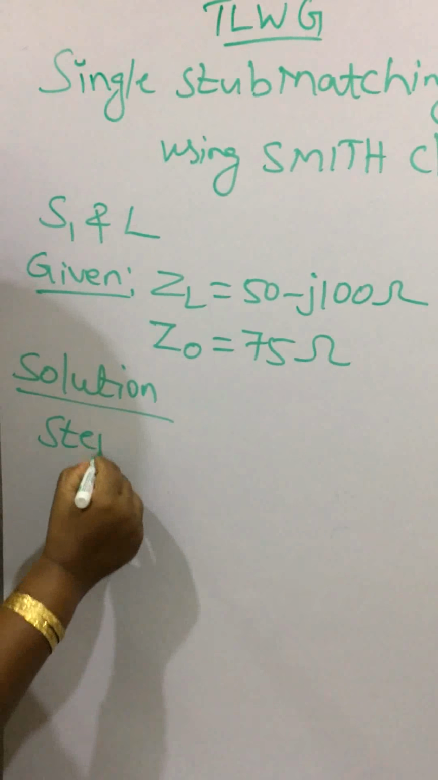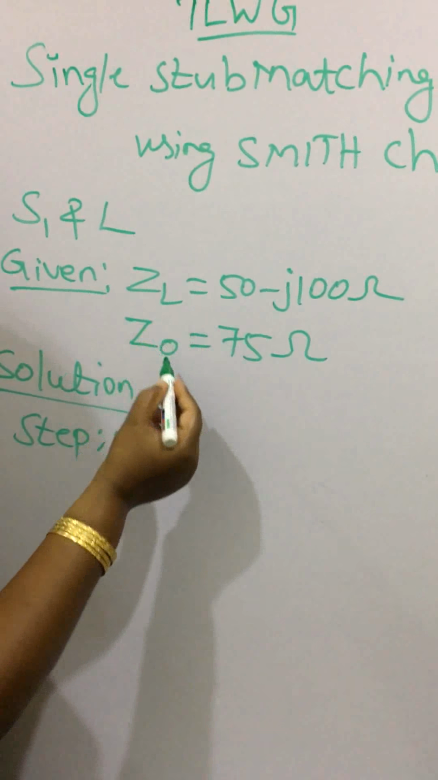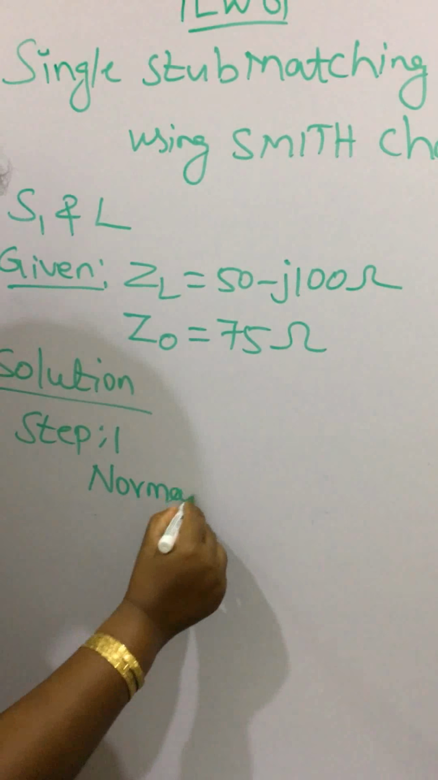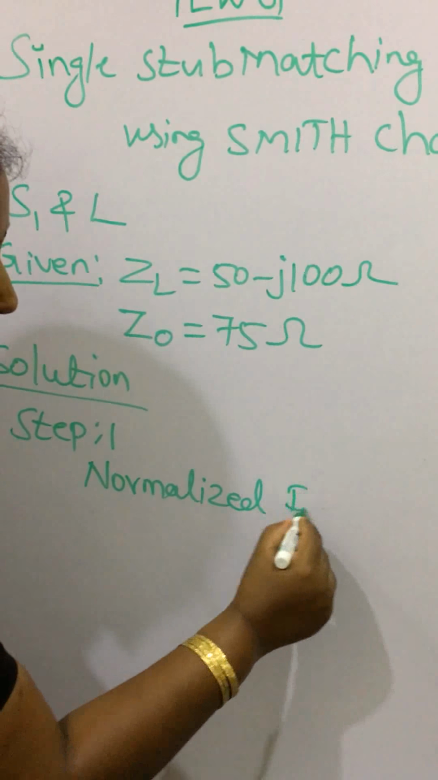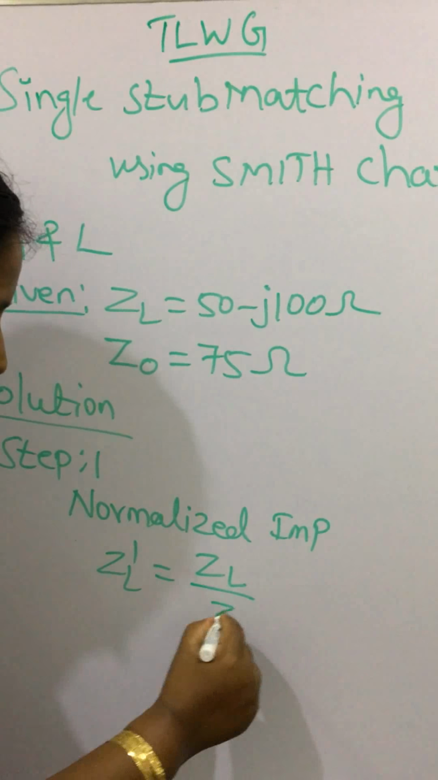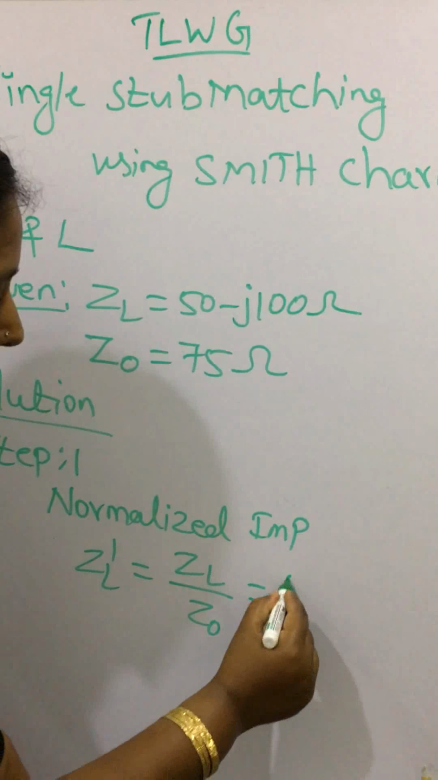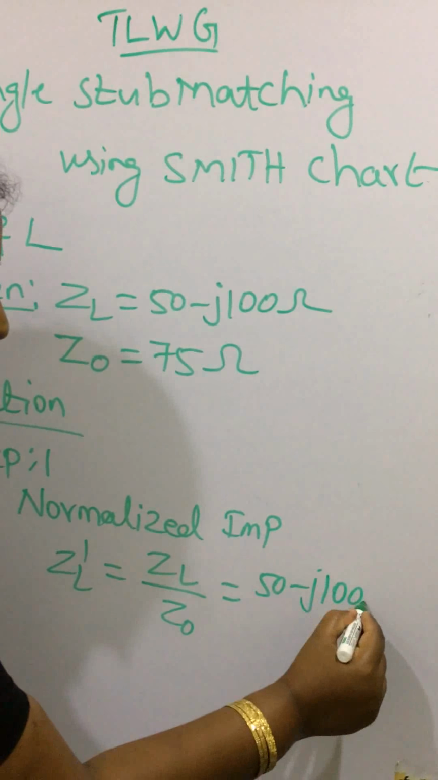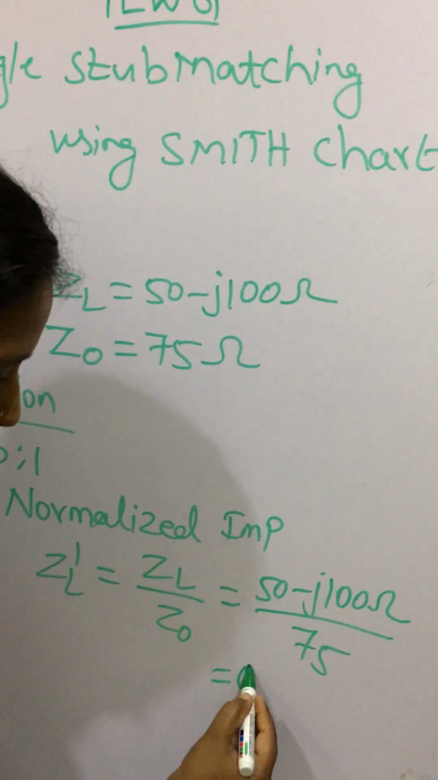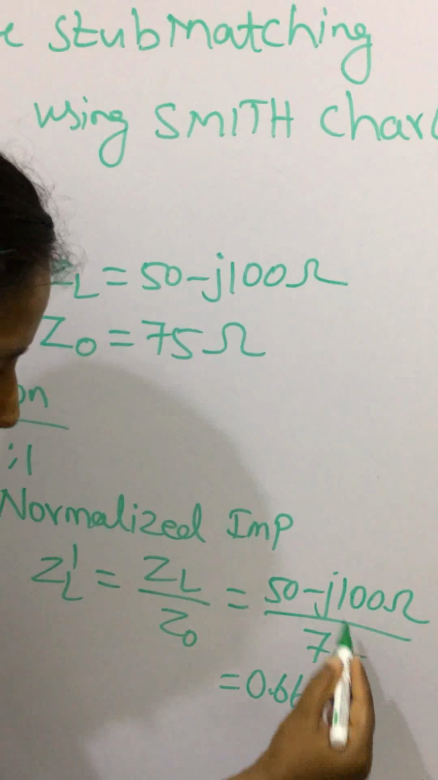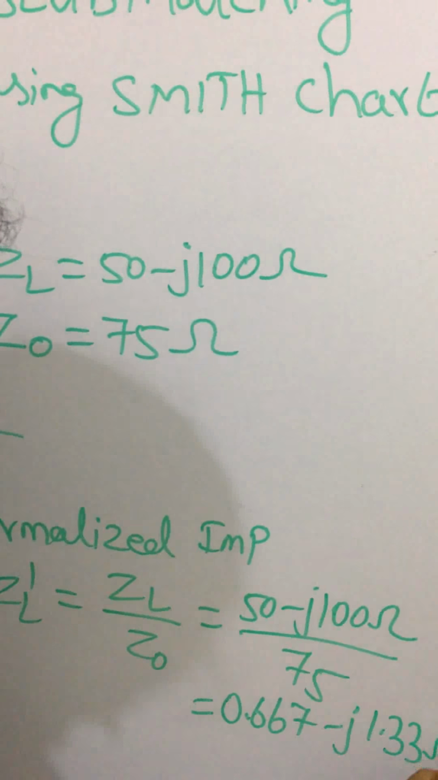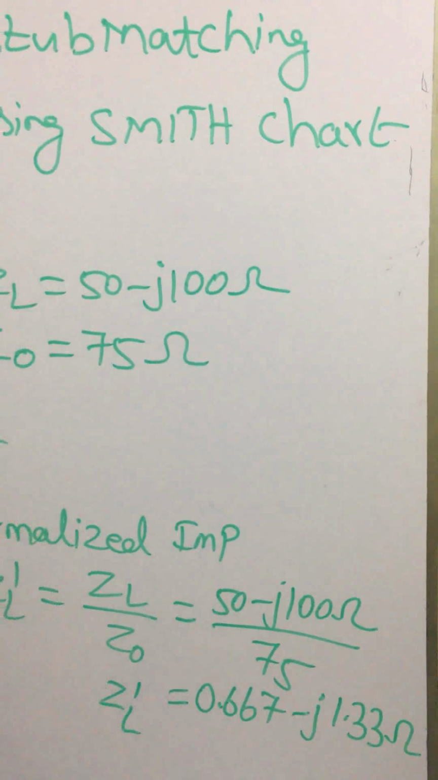Step 1. Since the load impedance and the characteristic impedance values are given, first we should find the normalized impedance. So normalized impedance ZL dash is equal to ZL by Z0. We know that ZL is 50 minus j100 ohms and Z0 is 75 ohms. If we divide, we will get 0.667 minus j1.33. So this is the normalized load impedance ZL dash.